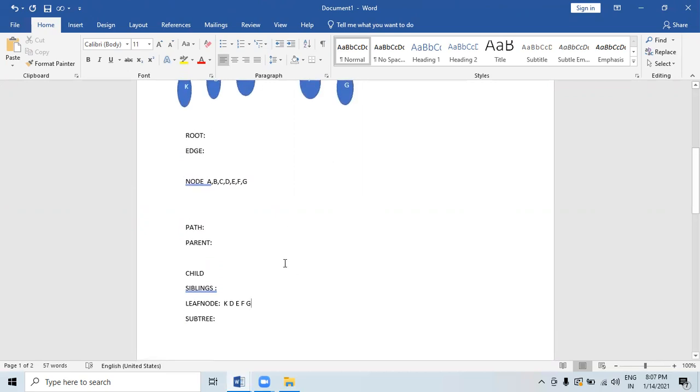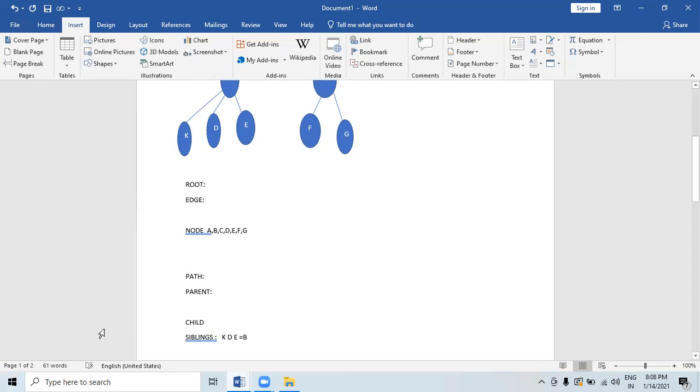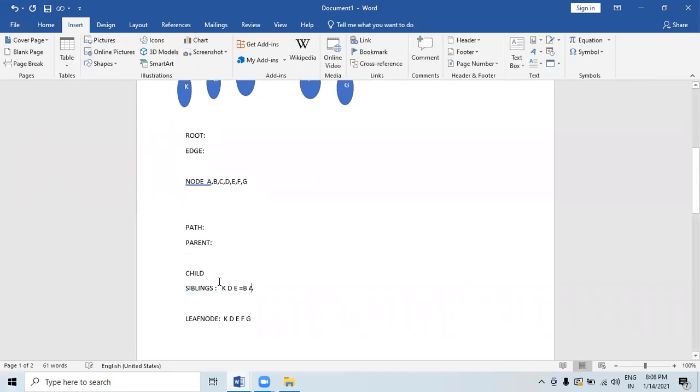These are leaf nodes. And the siblings of B: first are K, D, E. Parent कौन इसके? B, right? Then the next siblings are F and G. Parent कौन इसके? C, right? So ये दोनों sibling हुए और ये दोनों sibling हुए, right?